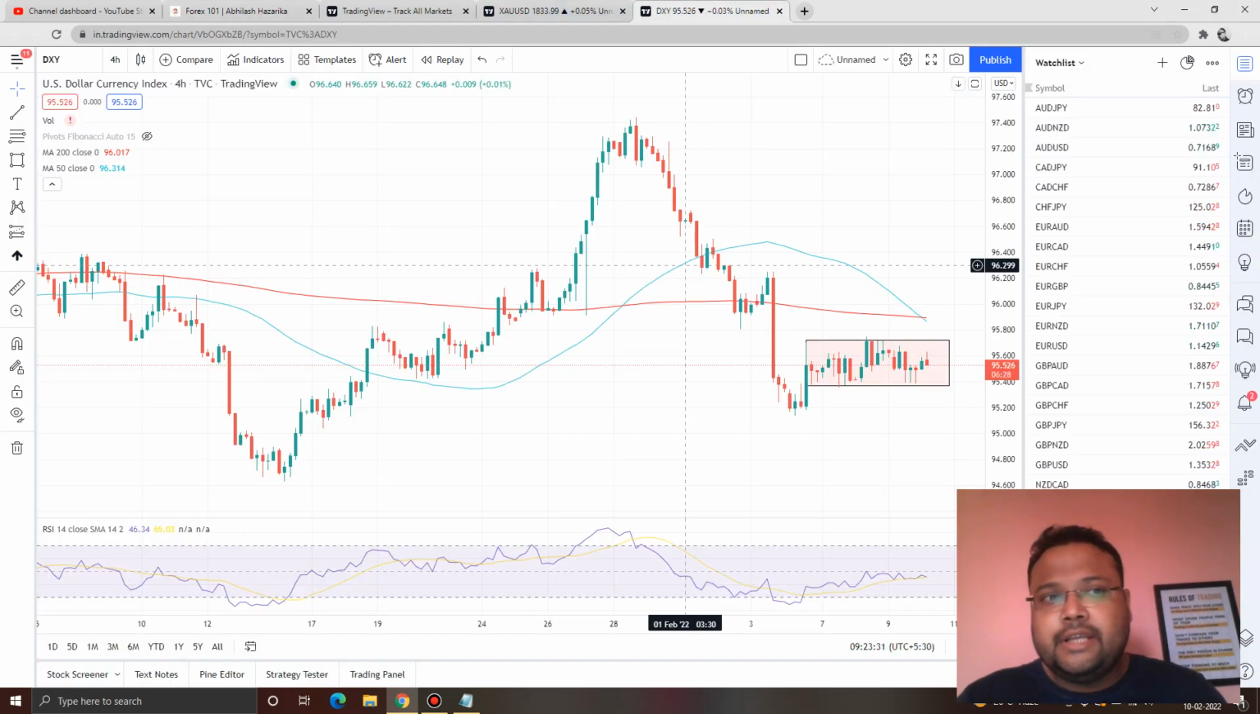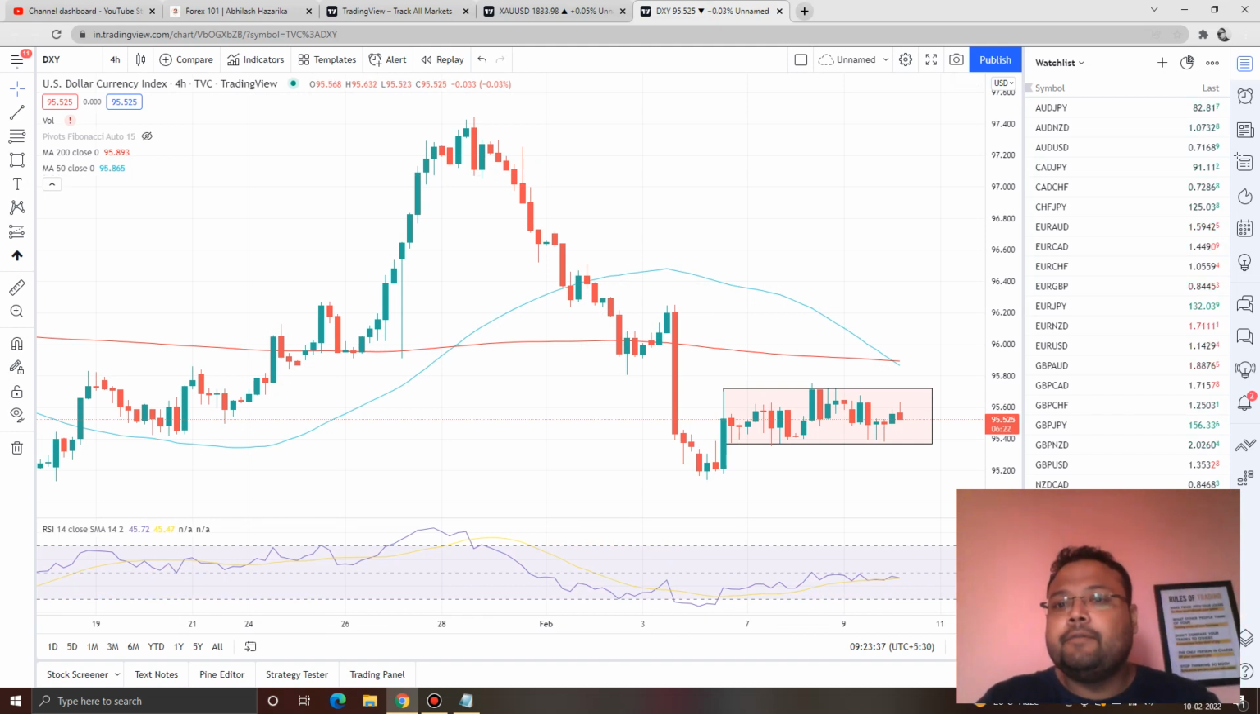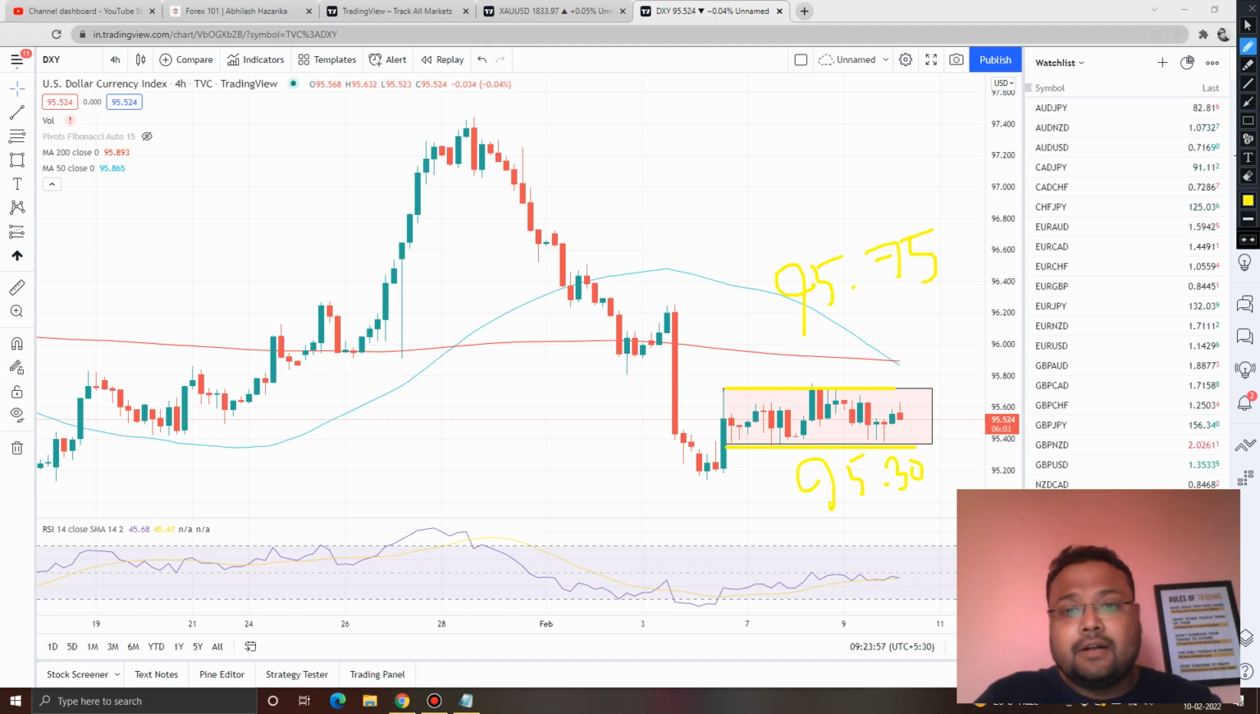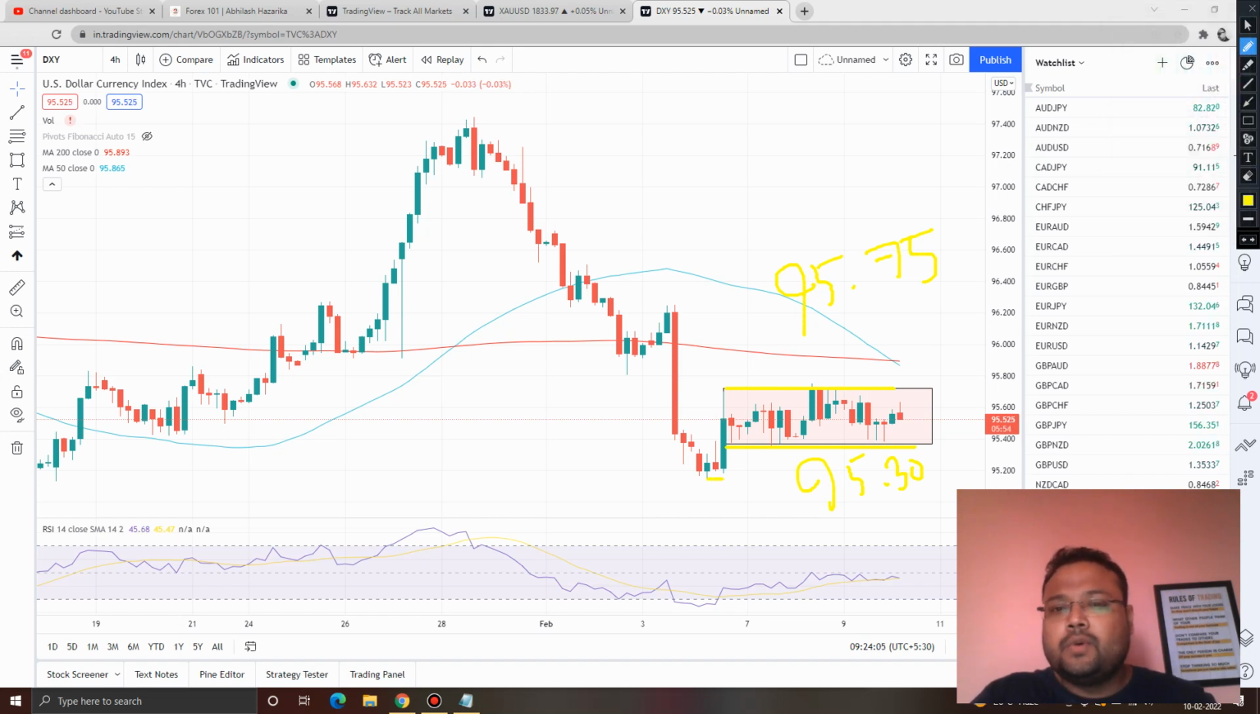If you look at the chart of DXY here, keep in mind that the dollar is trading in a very narrow range right now. We have 95.75 on the upside, and around 95.30 on the downside. This is the range right now. And the ultimate support is at the 95.20 level. Right now, before the news, we will see DXY mostly within this range only.